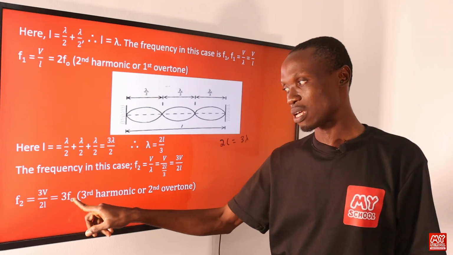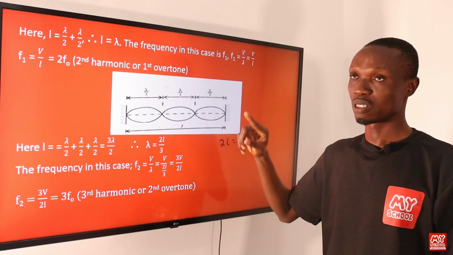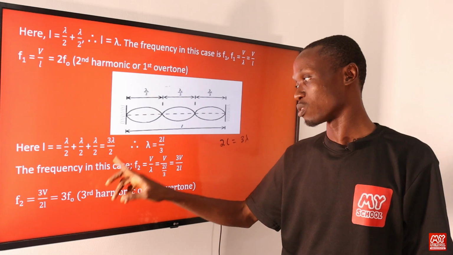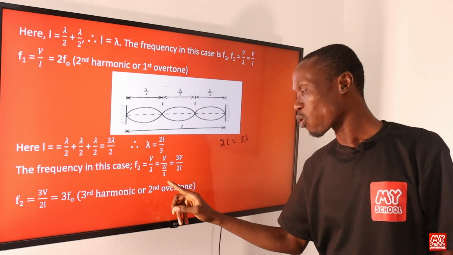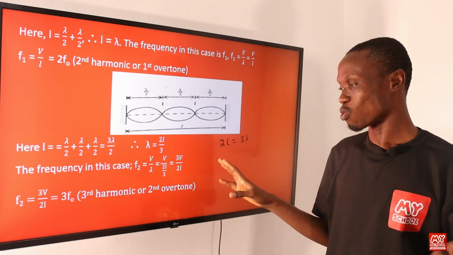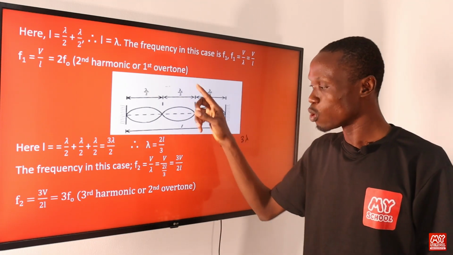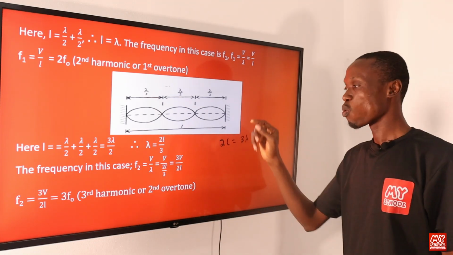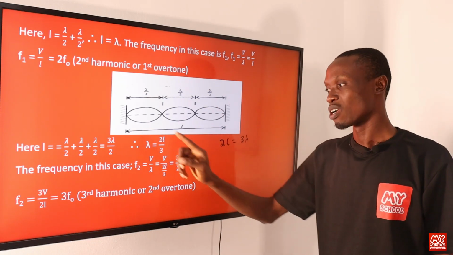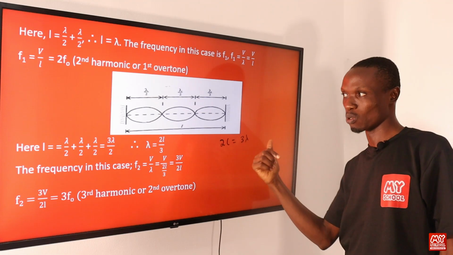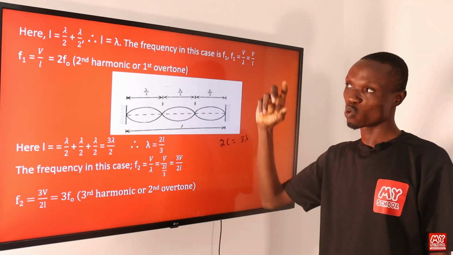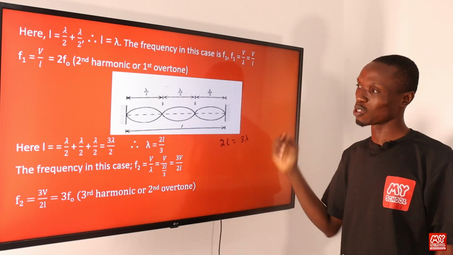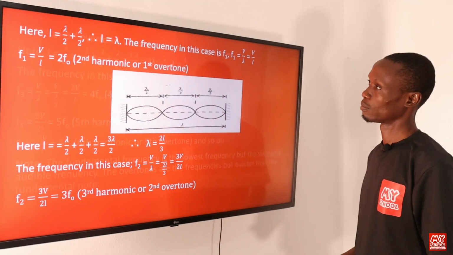But remember that our F0 here is the fundamental frequency, which is the simplest mode of vibration of a string. So this amounts to the third harmonic or second overtone. It's very easy to remember. When we have 3 loops, we have the third harmonic or second overtone. When we have 2 loops, we have the second harmonic or first overtone. When we have just a single loop, we obtain the fundamental frequency. So let's move to the next slide to continue with our lesson.